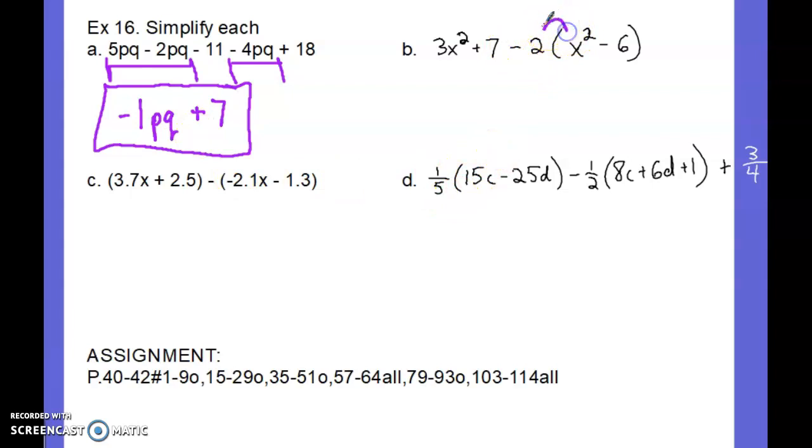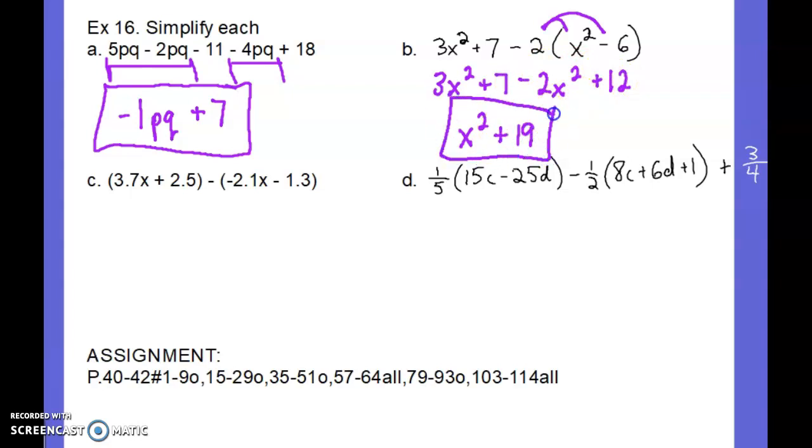Letter B, they want you to distribute, and in case you've forgotten, because it's probably been a while since you've done the distributive property, minus 2x squared, and negative times a negative makes that plus 12. But I also want you to simplify further because the variables are the same and the exponents are the same. And just do 3 minus 2 is 1x squared. And 7 plus 12 is 19. So make sure you distribute before you combine like terms.